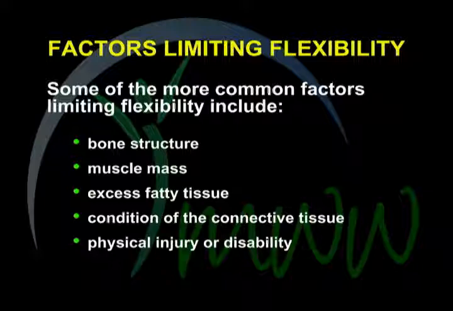Muscle mass. Muscle mass can be a factor when the muscle is so big that it interferes with an individual's ability to take the adjacent joints through their complete range of motion. For example, large hamstrings limit the ability to fully bend the knees. Excess fatty tissue. Excess fatty tissue imposes a similar restriction to large muscle mass.